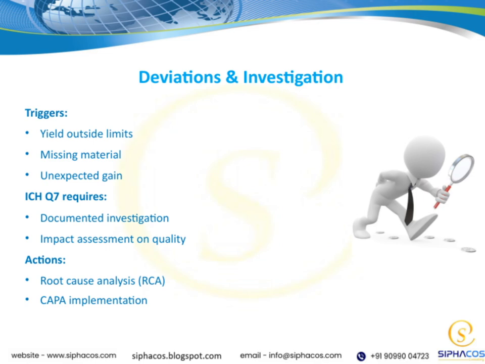Once we've identified the root cause, the next step is to implement appropriate actions. This typically involves conducting a root cause analysis, or RCA, to dig deep into the underlying issues. Following that, we put corrective and preventive actions, CAPA, into place. This structured approach helps us not only address the current deviation, but also prevent similar issues in the future, maintaining our commitment to quality and compliance throughout the manufacturing process.